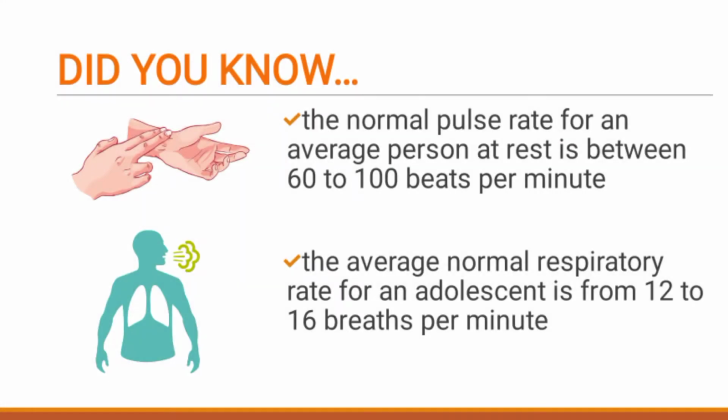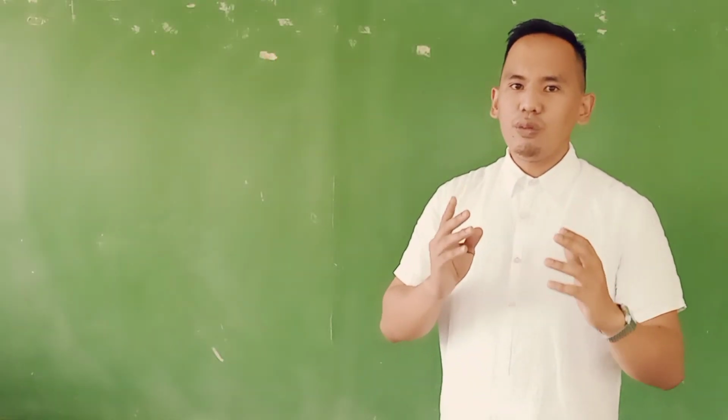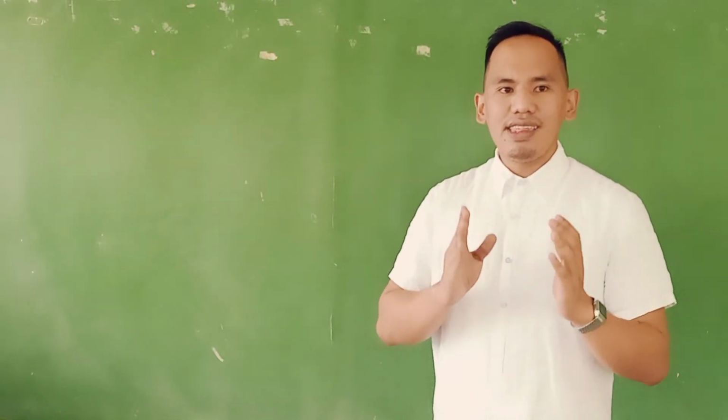Did you know that the normal pulse rate for an average person at rest is between 60 to 100 beats per minute? Did you also know that the average normal respiratory rate for an adolescent is from 12 to 16 breaths per minute? How do the values you have measured compare to these normal average values? Take note that the normal measurements that I have stated are true only when you are resting. When you work or do exercises, these rates will change.